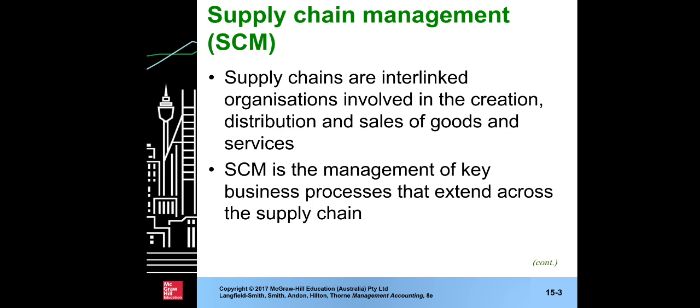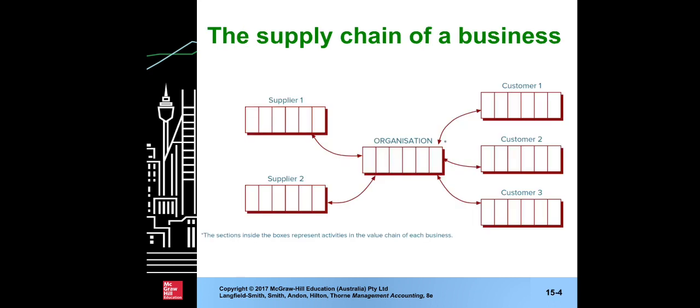Supply chain management, on the other hand, is the management of the key business processes that happen within a supply chain. So supply chain management is about how to manage the supply chain, how to get the most benefit from the supply chain. So you can see here, the supply chain of a business. If you have a business, your business is the organization in the middle of the figure. The supply chain of a business includes the suppliers, the business, and also the customers.